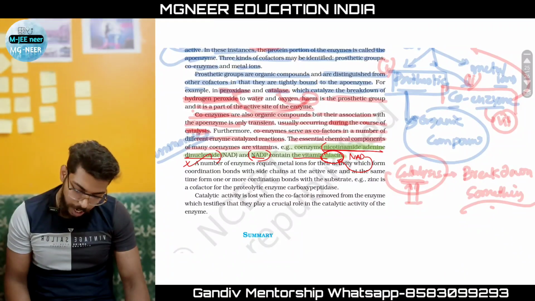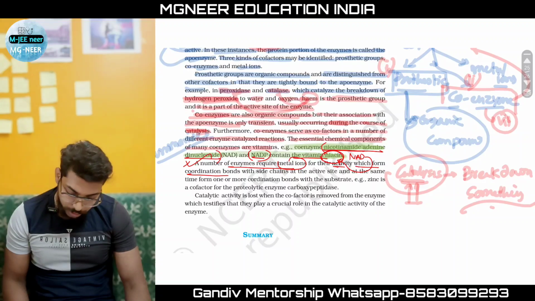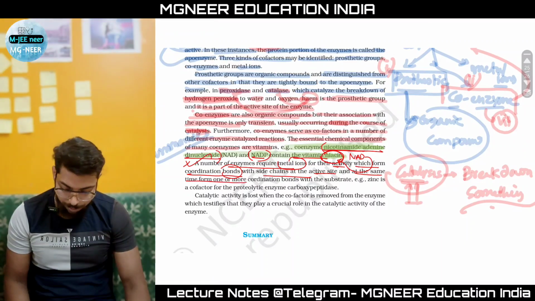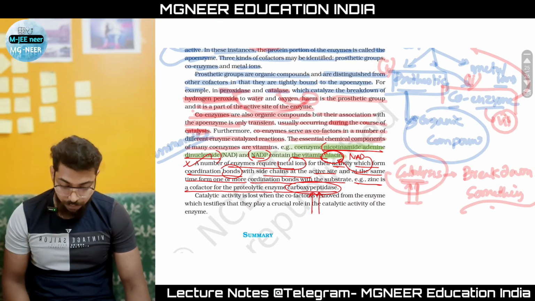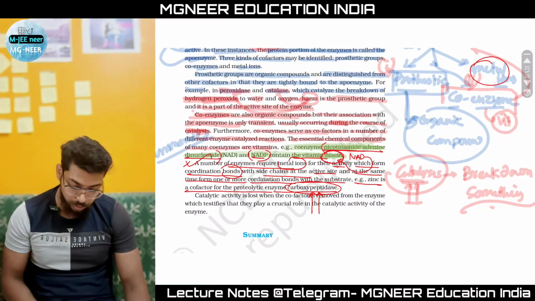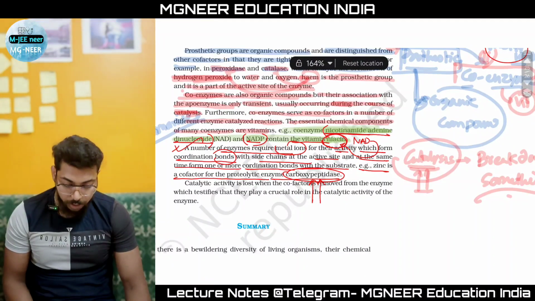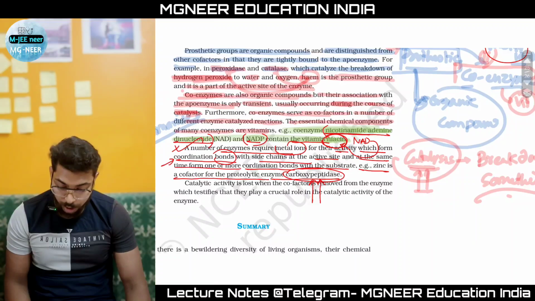Okay, and last, a number of coenzymes require metal ions for their activity, which form coordination bonds with the side chains at the active site, and at the same time form one or more coordination bonds with the substrate. Example, zinc, a cofactor for the proteolytic enzyme carboxypeptidase. So what is it saying here? A number of enzymes require metal ions also for their activity. Metal ions are a kind of cofactor. So enzymes need a cofactor which is a metal ion for their activity, which forms coordination bonds with it.